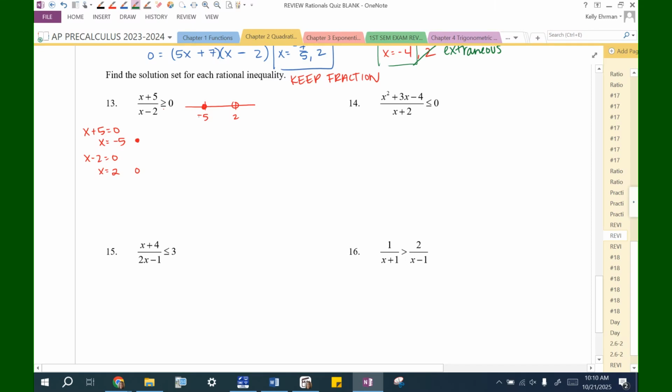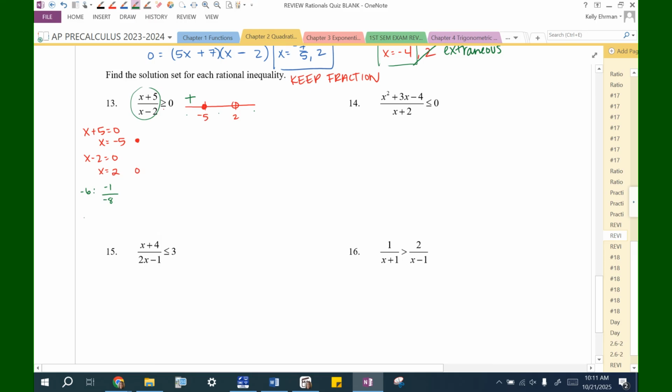So when you're testing, you're picking a number in each section and you're testing back into this fraction to see if it comes out positive or negative. So I'm going to plug in -6, for example. I get -6 plus 5 is -1. -6 minus 2 is -8. A negative divided by a negative is a positive. So any number in that section is going to come out positive.